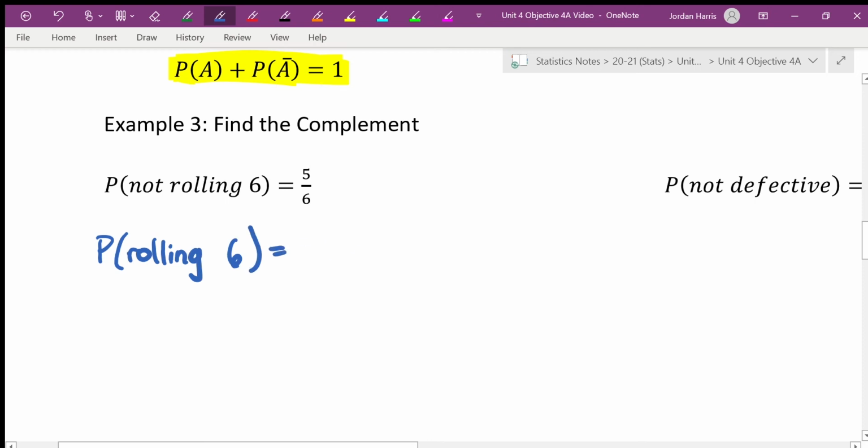Okay, which if you know from a die, if I roll the 6, it's a 1/6 chance. All right, 1 out of 6 outcomes. And notice these add up to 1. 5/6 plus 1/6 is 6/6 or 1. Okay, so that's always true.